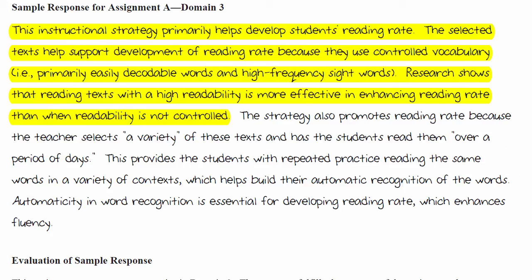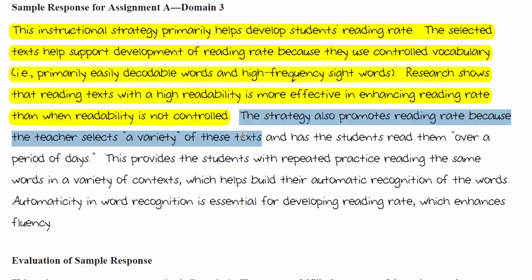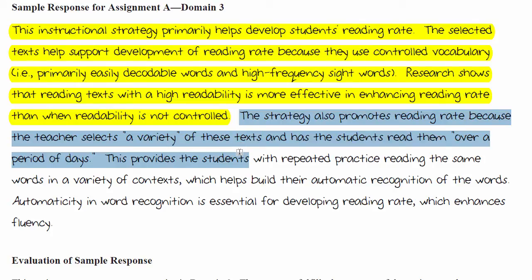If it were going to be developing something like prosody, then that would have to be something that's going to force them to read with expression and understand what the punctuation means and everything else. The strategy also promotes reading rate because the teacher selects a variety of texts and has the student read them over a period of days. So again, repeated reading, that's what this is. That should be a tip-off.